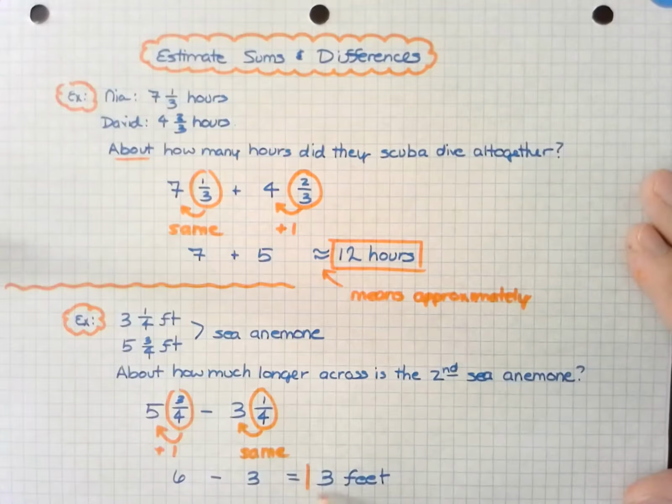And so I know when I learn actually how to add and subtract mixed numbers, I should be able to estimate my answer correctly.